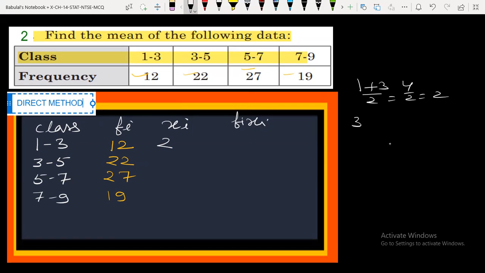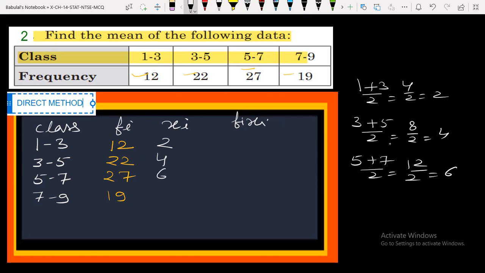For the second class, lower limit is 3 plus upper limit is 5 divided by 2, so 8 by 2, that is 4. If you do directly, then 5 plus 7 divided by 2, so that is 12 divided by 2, this is 6. And 7 plus 9 divided by 2, that is 16 divided by 2, this is 8. So इस तरह से हमें xi means class mark find out करना है. What is class mark? Mid value of the class is said to be class mark.